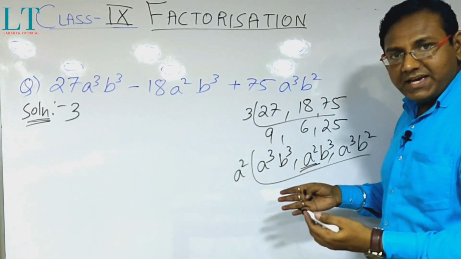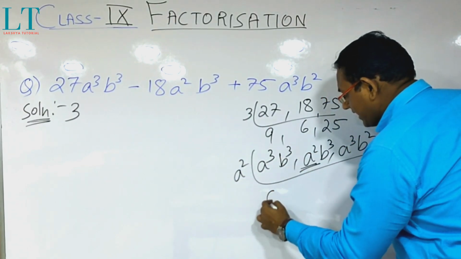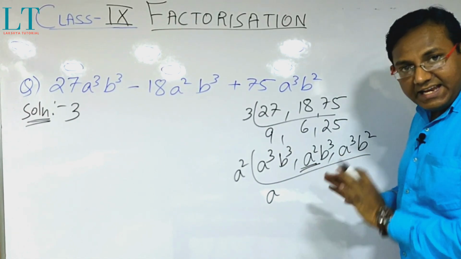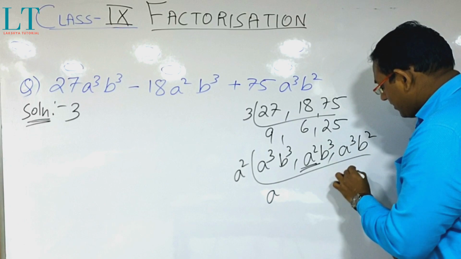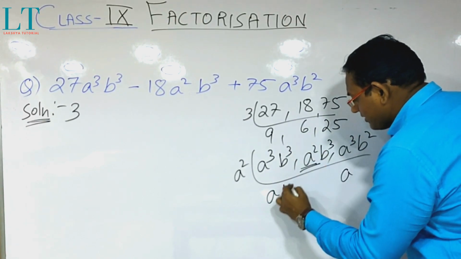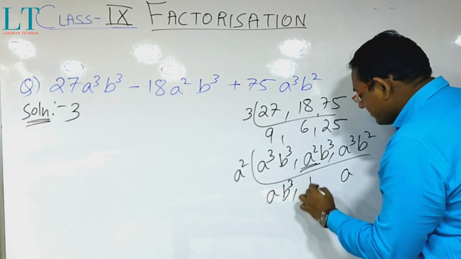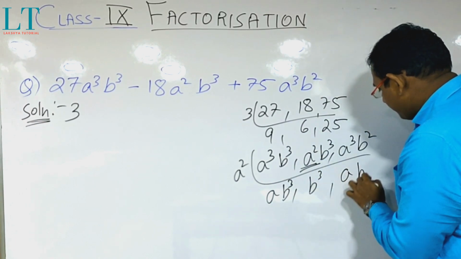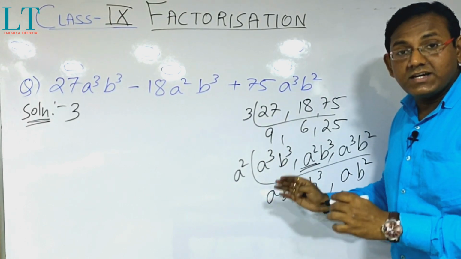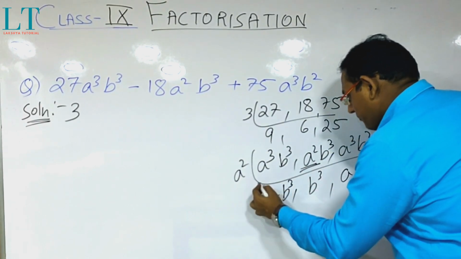So if we divide it by a square, the term that we are getting over here is a, and over here we won't get any a containing term. Over here we will get a. But what about b? b will remain as it is. So let me write b cube over here, similarly b cube over here, and b square over here. So first thing is to divide it by a. The next thing is to divide it by the next term, that is b.